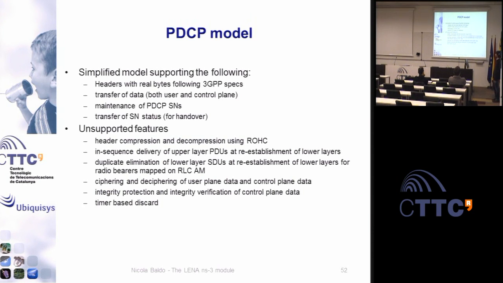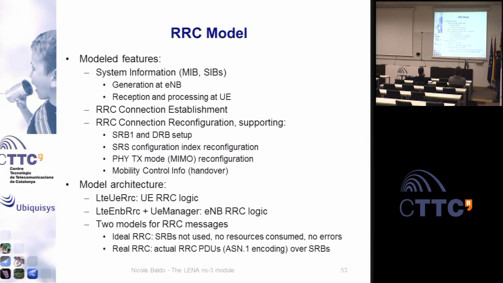The RRC model takes care of some specific features. First is the generation and reception of system information, and then some specific procedures specified by 3GPP, in particular connection establishment and connection reconfiguration. The latter supports only a few specific items. That is, the setup of data radio bearers, the reconfiguration of the SRS configuration index, the switch of the transmission mode for using MIMO, and of course handover.